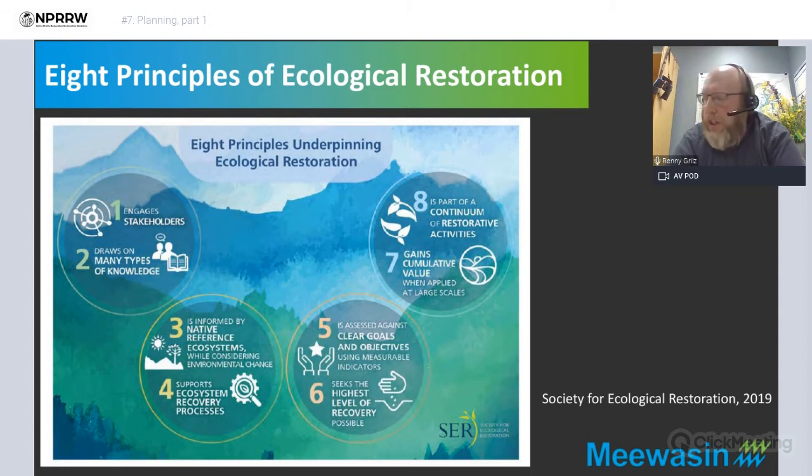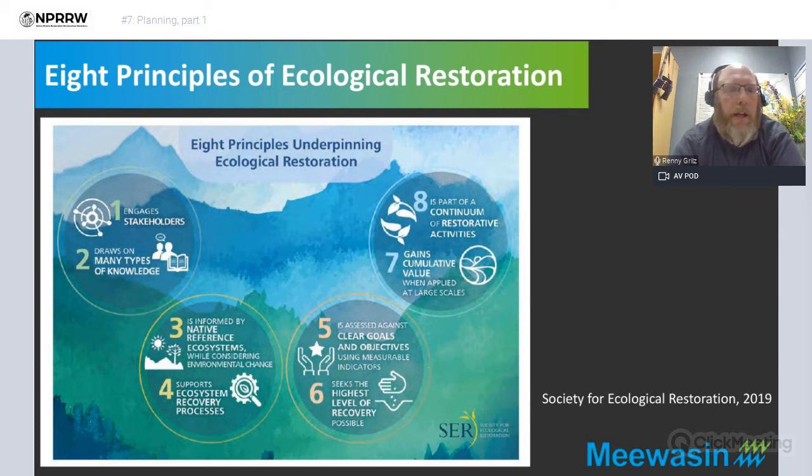The Society for Ecological Restoration developed principles and standards for the practice of ecological restoration in 2019. These 8 main principles guide how organizations should develop restoration programs within their area. Going through the list: engaging stakeholders, using many knowledge types, being informed by reference communities, looking at recovery of ecosystems, setting clear objectives and goals, seeking the highest level of recovery, gaining cumulative value in your projects, so you start small scale but apply it across the larger landscape, and then continuing those restoration activities.